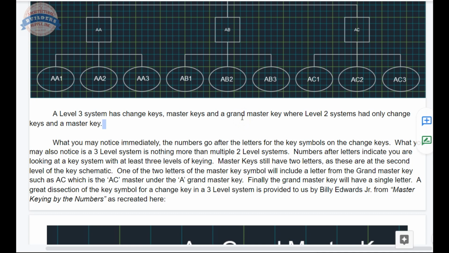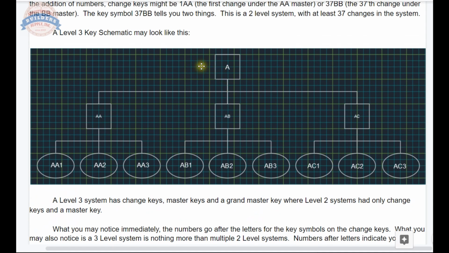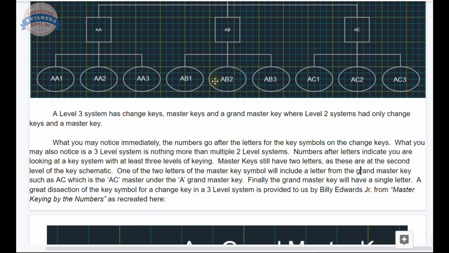One of the 2 letters of the master key symbol will include a letter from the grandmaster key, such as AC, which is the AC master under the A grandmaster key. Finally, the grandmaster key will have just a single letter. It'll be, as I've drawn here, A. It can be anything as long as it's a single letter. You can have any color you want as long as it's black if you're ordering a Model T from Henry Ford. Finally, the grandmaster is a single letter.